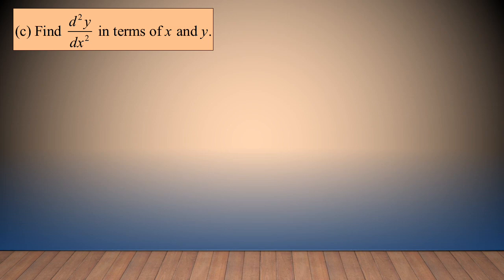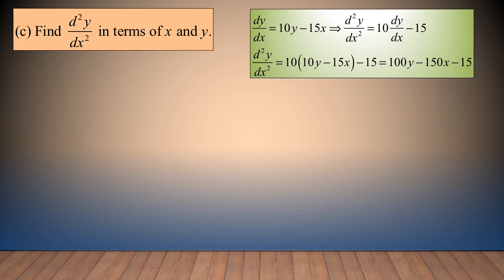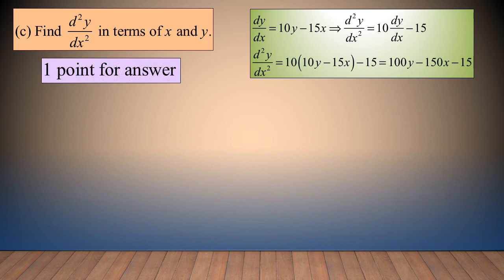Question C reads, find the second derivative of y with respect to x in terms of x and y. We know that dy/dx equals 10y minus 15x, so the second derivative of y with respect to x is 10 dy/dx minus 15. Replacing dy/dx with 10y minus 15x, we get 10 times (10y minus 15x) minus 15, and that gives us 100y minus 150x minus 15. Only 1 point is allocated here, getting the correct answer.